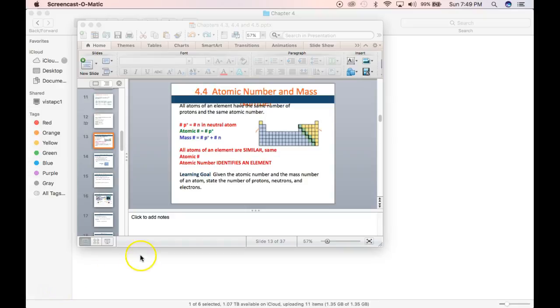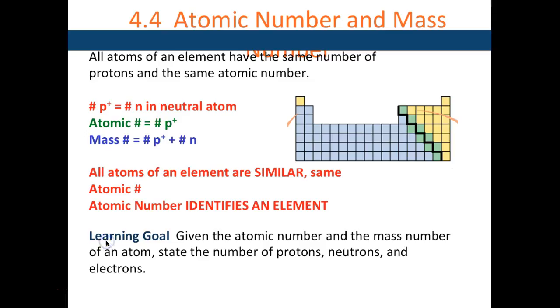So continuing with where we had left off, we had launched into section 4.4, and we're talking about atomic number and mass number. Atomic number identifies an element. It's that number on the periodic table that you see right above the symbol of the element. So element 1, for example, is hydrogen, and so on. No other element has that number. It's just hydrogen, all right?